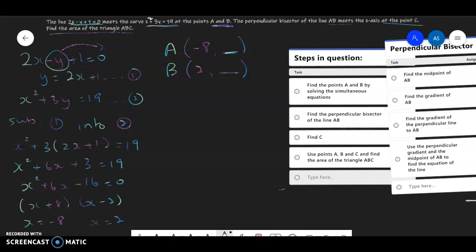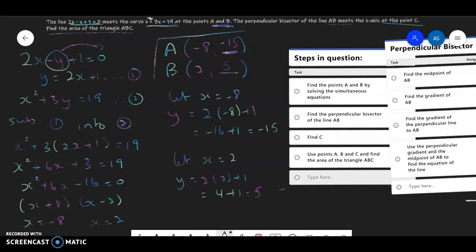Now to find the corresponding value for minus 8, I say let x be equal to minus 8 and I could substitute in any one of my equations. But I'll just choose equation 1. So I'll get this. Minus 16 plus 1, minus 15. Minus 15 goes here. Similarly, I do the same for B. Let x be equal to 2. Substitute again into 2. I'll get 4 plus 1, 5. Now I have my 2 points, A and B, and so I could tick off the first section.